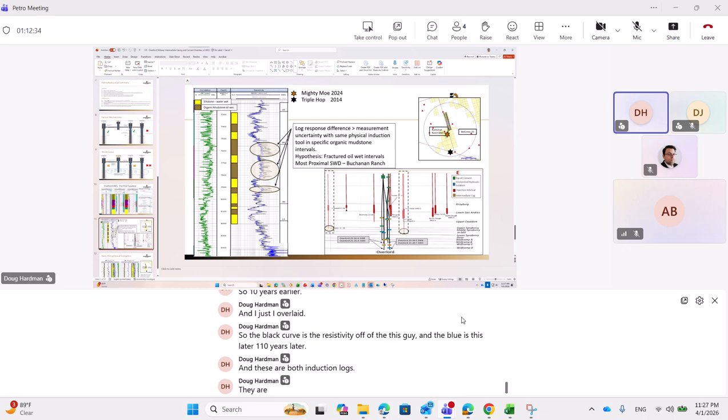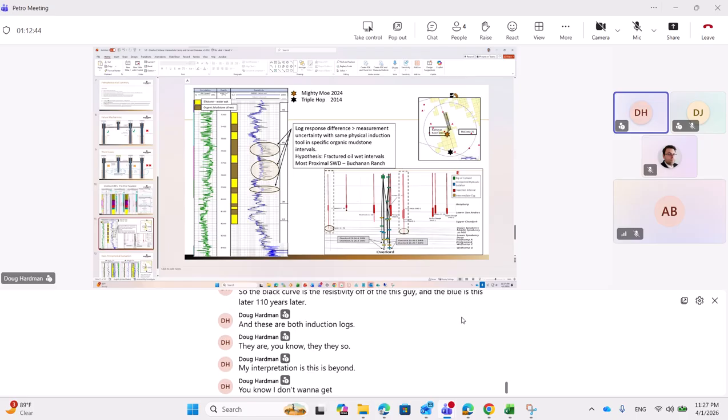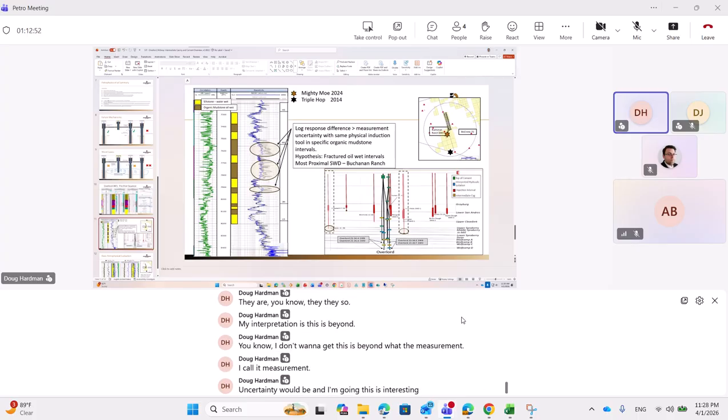So my interpretation is this is beyond what I call the measurement uncertainty. And I'm going, this is interesting. This is the Middle Sprayberry. This is the organic mudstone. These are the silts. This is organic mudstone. This is organic mudstone. And I'm going, that's quite a difference. What could this mean?